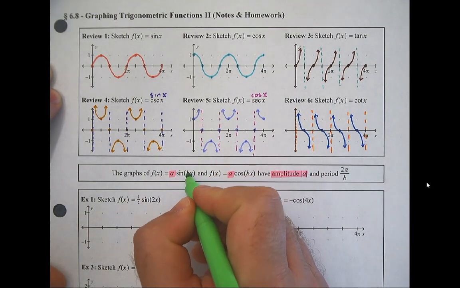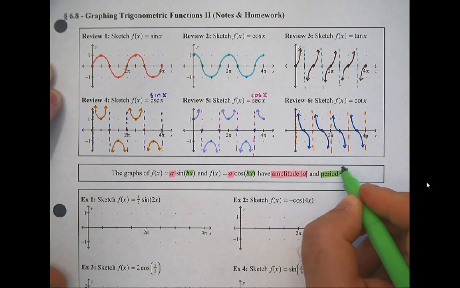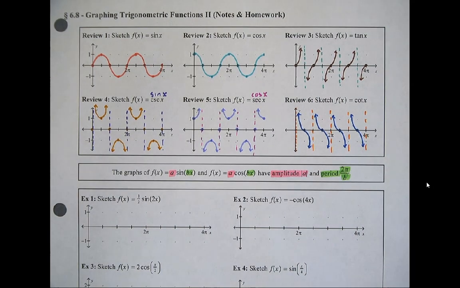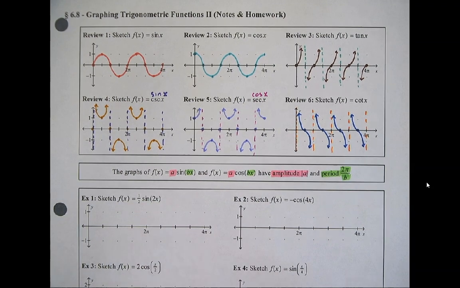Then we also have this value B. That tells you what the period is going to be. So last time our period was always 2 pi. We always considered it 1 lap around the unit circle. It's not the case anymore. We're going to look at different periods. So notice this is sine of 2x. That's going to change what our graph looks like.